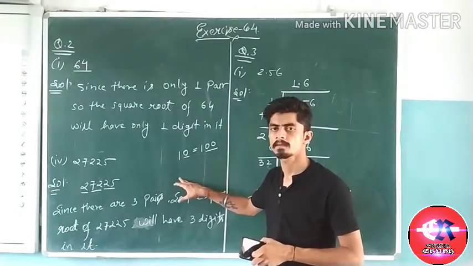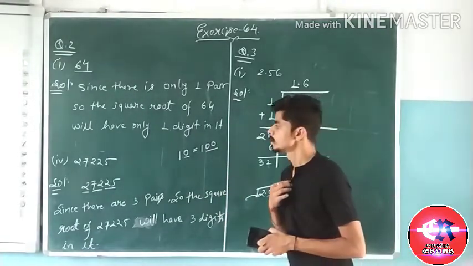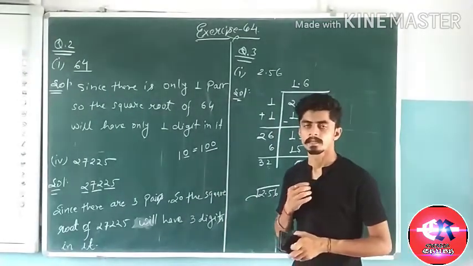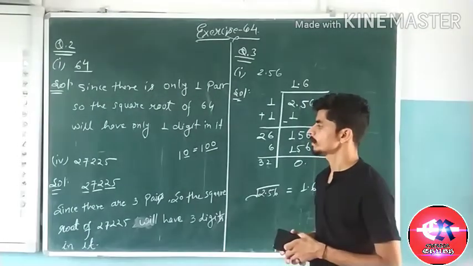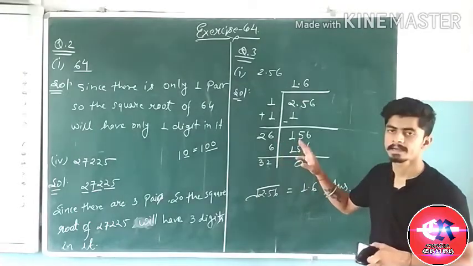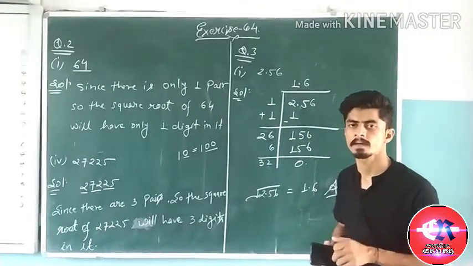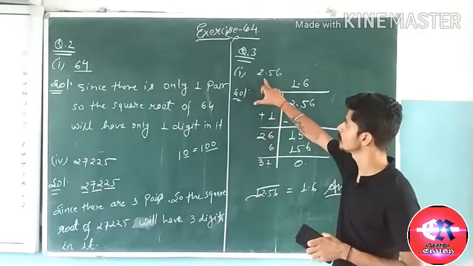You have to do by yourself, just make the pairs and count the number of pairs. That much number of digits will be there in the square root of a particular number. Now we are moving to question number 3, which is finding the square root of a number having a decimal in it. So the first number is 2.56.